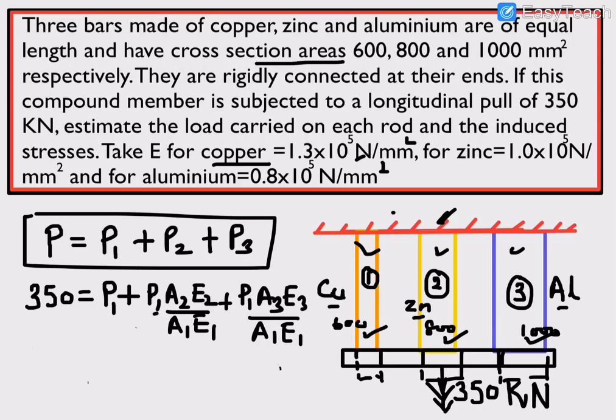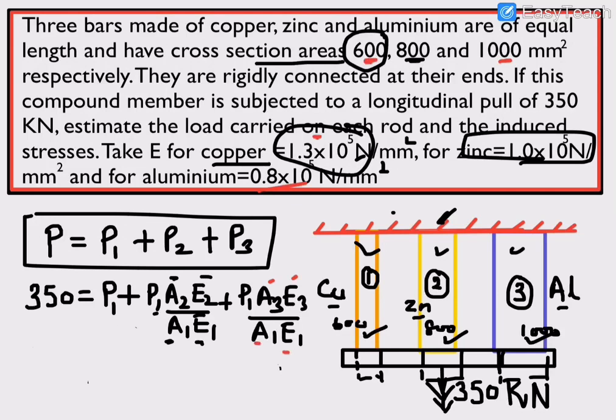From the given equation, you know the value of A1. This is the value of A1, that is 600. This is the value of E1, that is for copper, 1.3 into 10 to the power 5. You can eliminate this E1. A2 is 800 and E2 is 1 into 10 to the power 5, and you can eliminate E2 here also. Now A3 is 1000, then E3 is 0.8 into 10 to the power 5. Now A1 E1 is given, this is A1 and this one is E1.